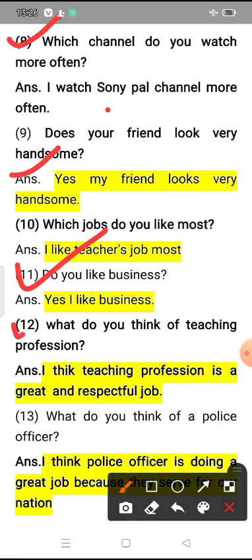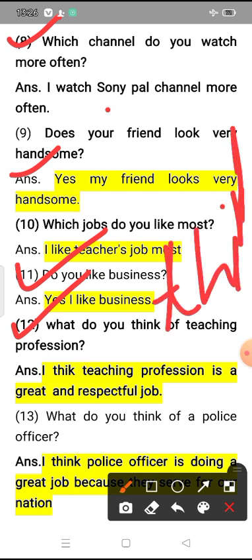Okay, your next, it means 12 number question is: what do you think of teaching profession? If you think that teaching profession is a good job, a great job, a very nice job in our society, then you can say yes, I think. Guys, there is one spelling mistake, THINK. You can write think. I think teaching profession is a great and respectful job.